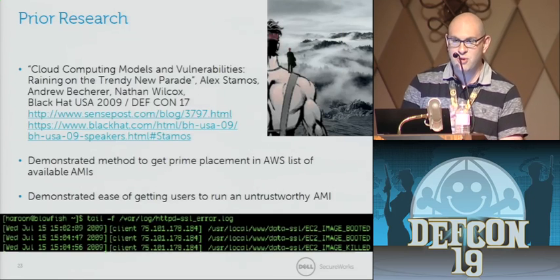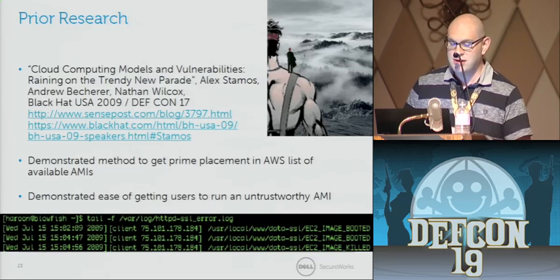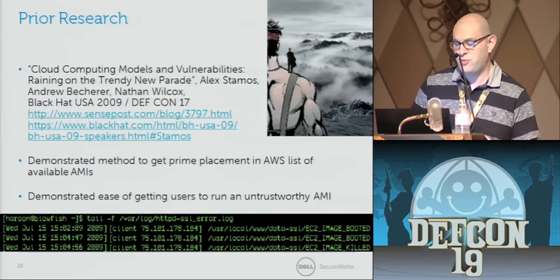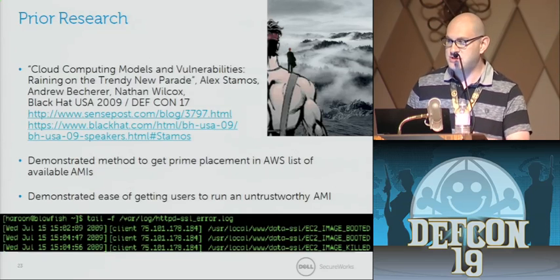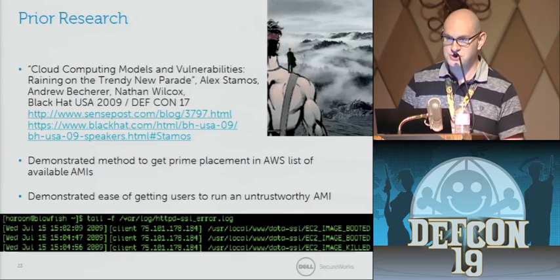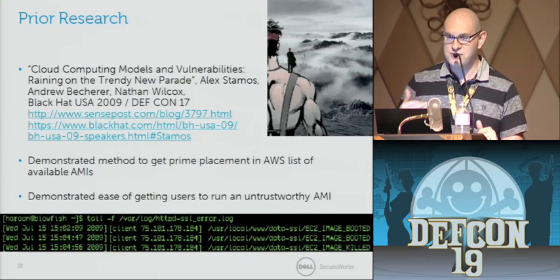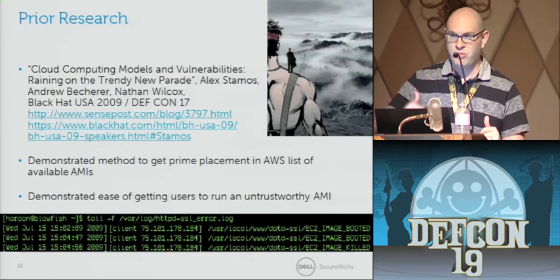As we're going through this, we found some prior research that we thought was interesting and wanted to call out. A few years ago, back at Black Hat 09, DEFCON 17, a group of researchers, including Alex Stamos, delivered a talk called Cloud Computing Models and Vulnerabilities: Raining on the Trendy New Parade. Among other things, they showed two interesting techniques. One was a way to essentially game the system to get prime placement within the list of public machine images for their own machine image.